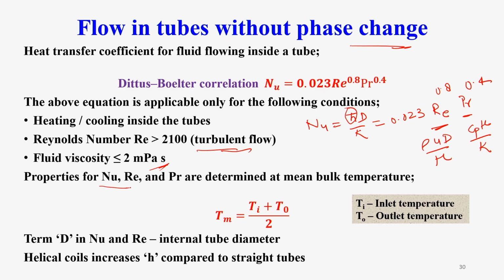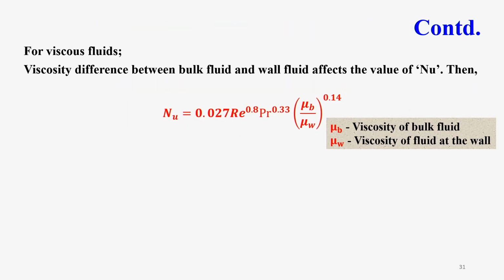And here the properties in the Nusselt, Reynolds and Prandtl numbers are determined at the mean bulk temperature, meaning outside temperature plus inside temperature divided by 2. So, here you can directly take the mean temperature, and when we are saying D, this is the internal tube diameter, Di rather.